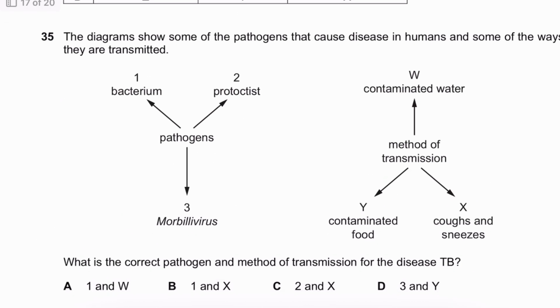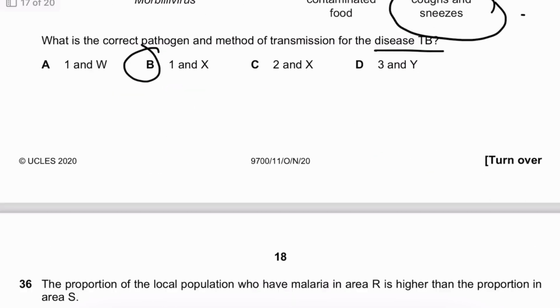Then 35, the diagram shows some of the pathogens that cause disease in humans and some ways that they are transmitted. You can see pathogen, bacterium, protoctist, and morbillivirus, and the method of transmission. What is the correct pathogen and method of transmission for tuberculosis? Tuberculosis is caused by a bacterium, either Mycobacterium bovis or Mycobacterium tuberculosis. Method of transmission is via airborne droplets, which basically are coughs and sneezes. So 1 and X, which is B.